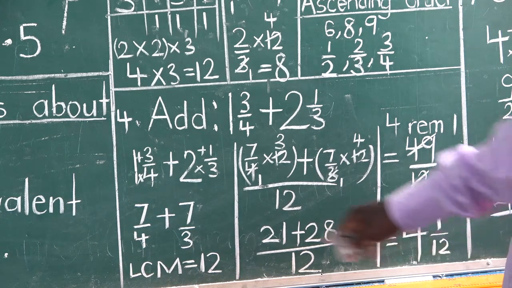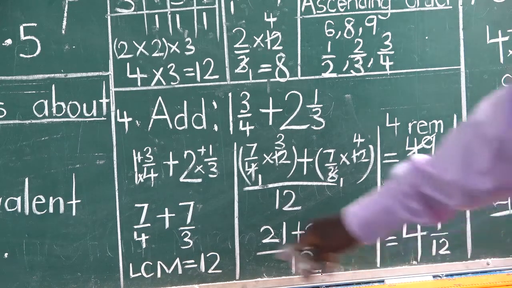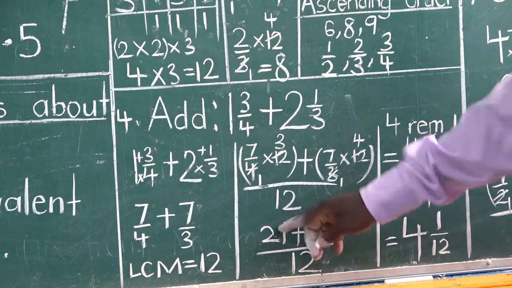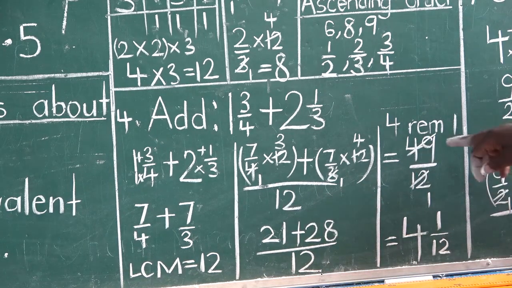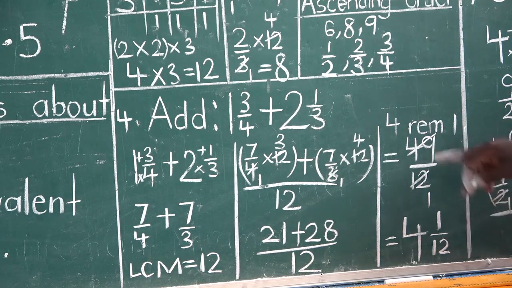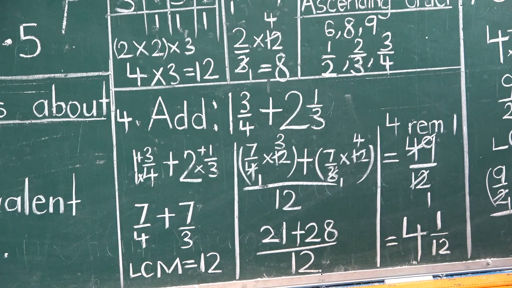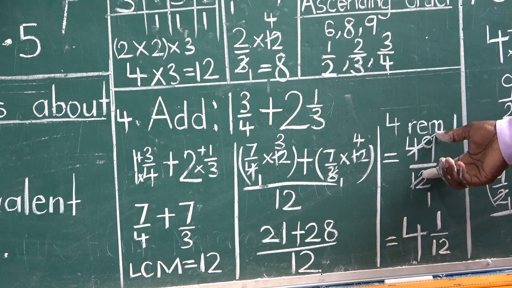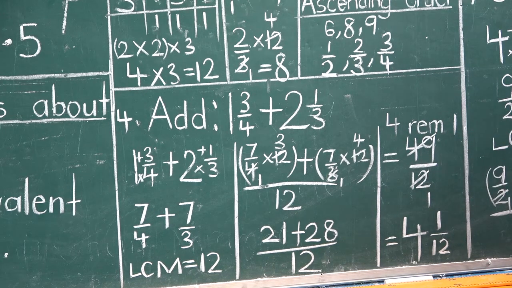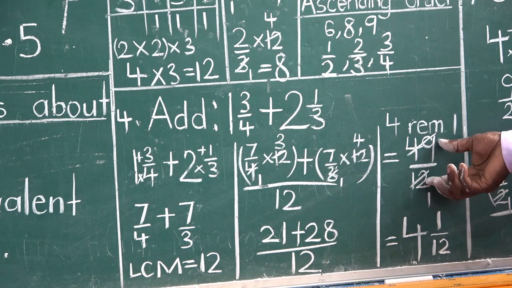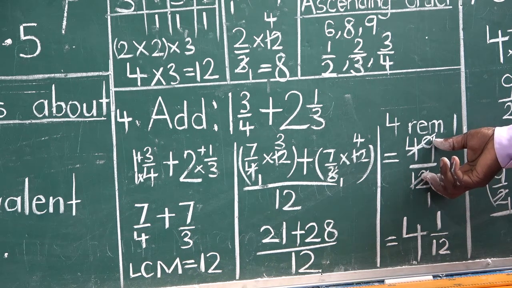So we've got 21 plus 28 out of 12. Where 21 plus 28, when you add accurately, you get 49. 49 out of 12. Remember I said out of means divide by. It should be noted that in answers, all answers in fractions must never be left as improper fractions.